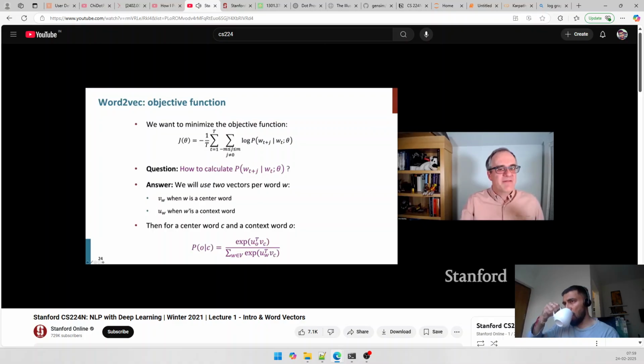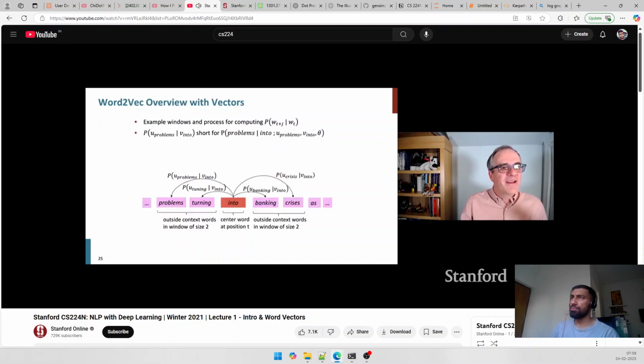And so then once we have these word vectors, the equation that we're going to use for giving the probability of a context word appearing given the center word is that we're going to calculate it using the expression in the middle bottom of my slide. So let's pull that apart just a little bit more.